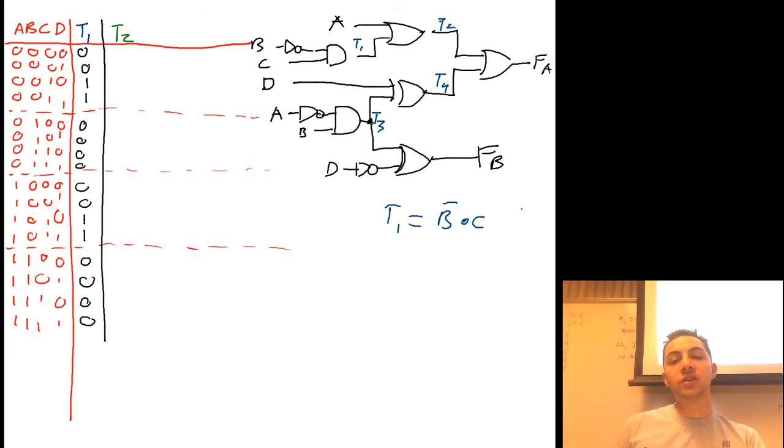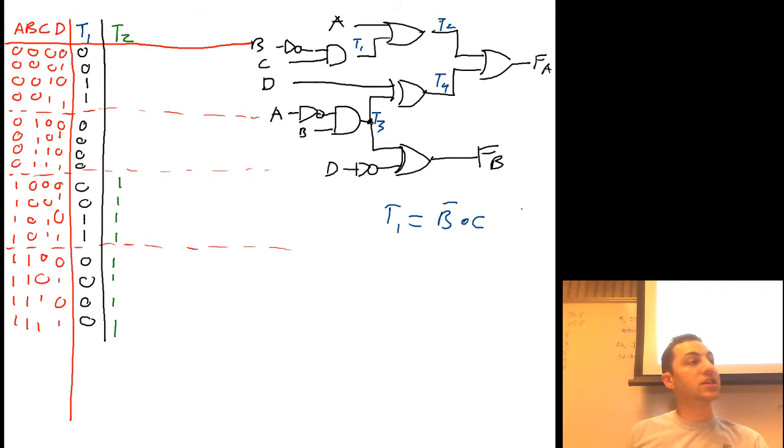T2 is going to be A ORed with T1. And ORs are really simple because any place either one of these is 1, I know the output T2 is going to be 1. So all I'm going to do is look for places where A is 1. That occurs right in the last 8 rows. So automatically, it doesn't matter what T1 is in this case, I know that those are 1. Now, in the rest of them, the first 8 rows, A is 0.